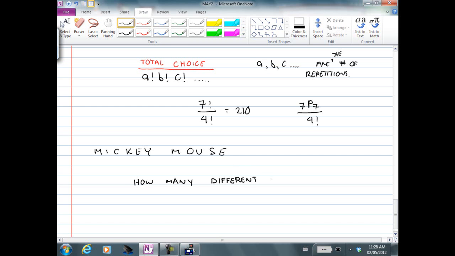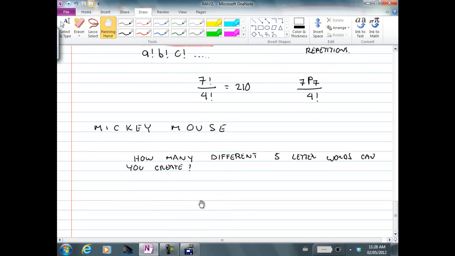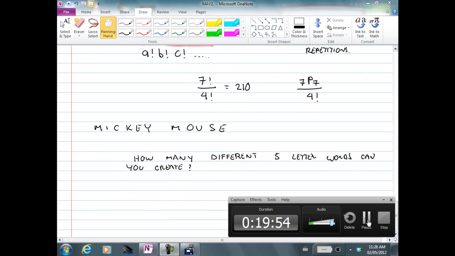How many different 5-letter words can you create? Good luck. How many different 5-letter words can you create? Again, notice one thing. There's repetition involved. Figure out what you're going to do. I'm going to pause it, let you have some fun with it.